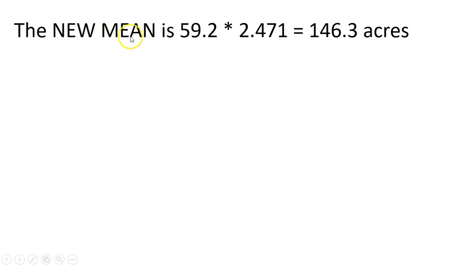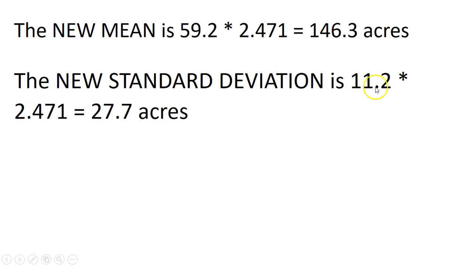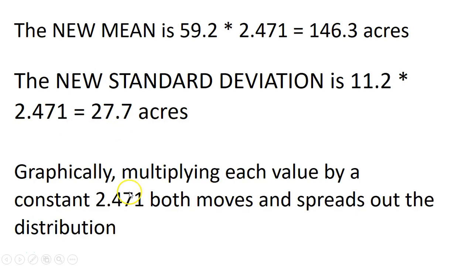Well, if I'm multiplying, all I have to do is multiply the mean by 2.471, which means it's now 146.3 acres. Instead of multiplying each item, I can just multiply the mean, the median, and the standard deviation. So the new standard deviation would be 11.2 times 2.471, which is 27.7. And graphically, multiplying each value by a constant of 2.471 both moves and spreads out the distribution.